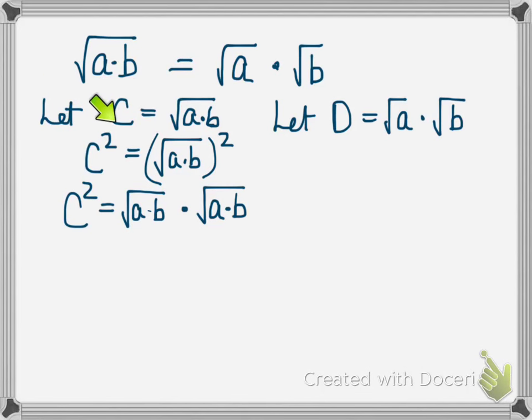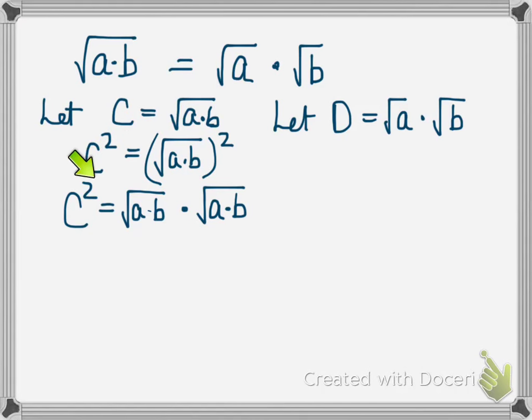Okay, so you're following me? C squared, if C is this expression, then C squared is that expression squared, and that thing squared is just that thing used as a factor twice, right? So I just wrote it like that.